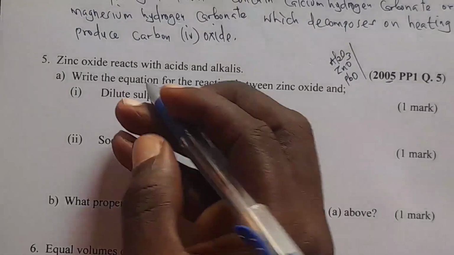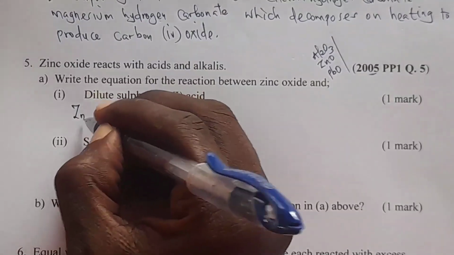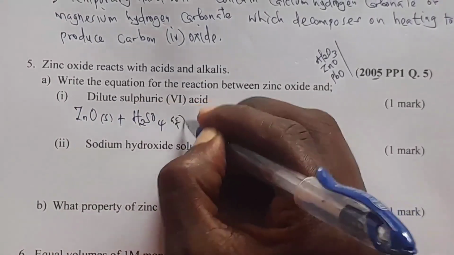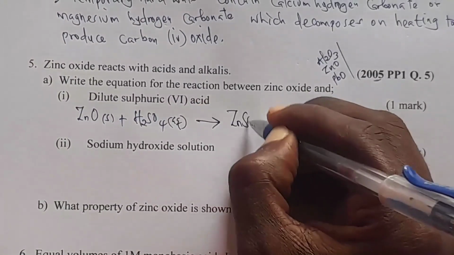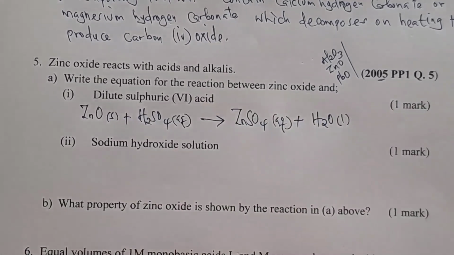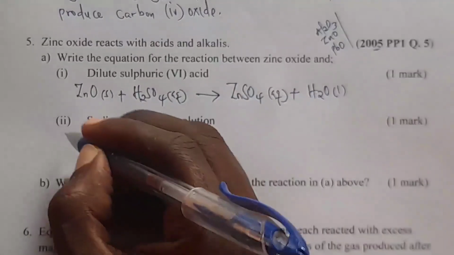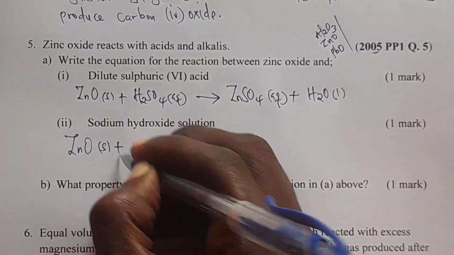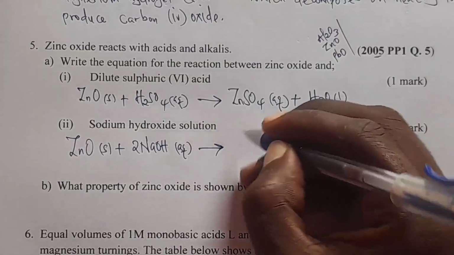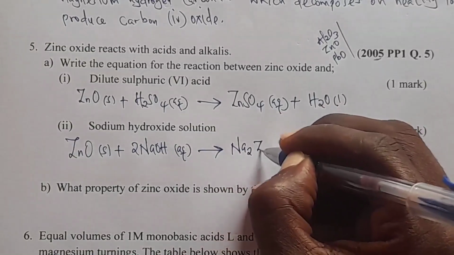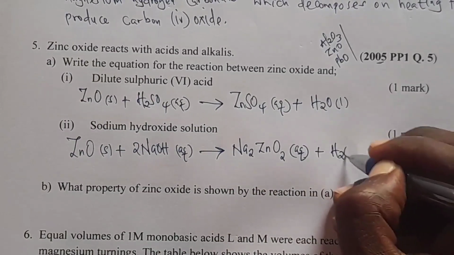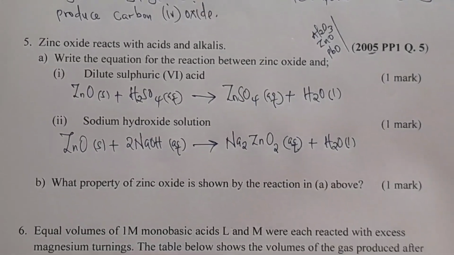So to write, we are going to have zinc oxide, which is solid, reacting with dilute sulfuric acid, which is aqueous, giving us zinc sulfate, which is solution, plus water, which is liquid. That's the first equation. The second equation, we're having again zinc oxide, which is solid, reacting with sodium hydroxide, which is aqueous, giving us sodium zincate, which is aqueous because all sodium compounds are soluble, plus water, which is liquid. That's the 2 equations that we have.